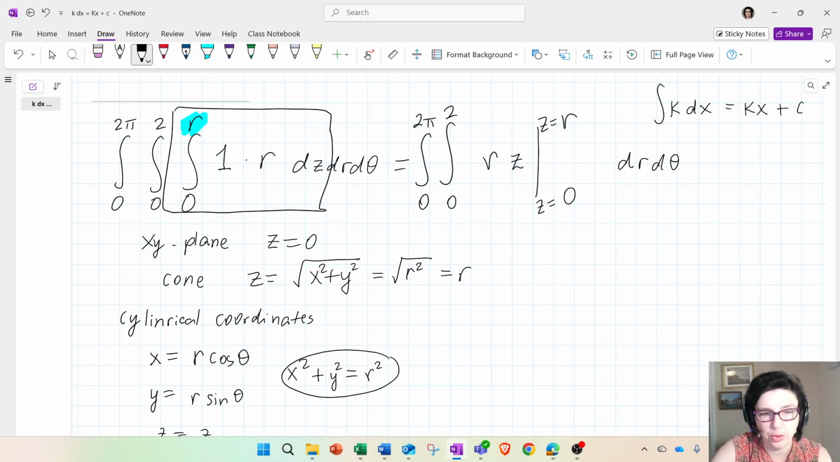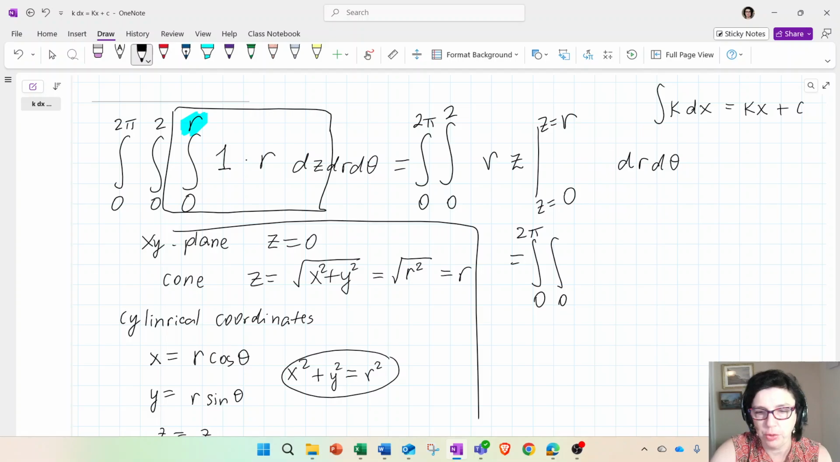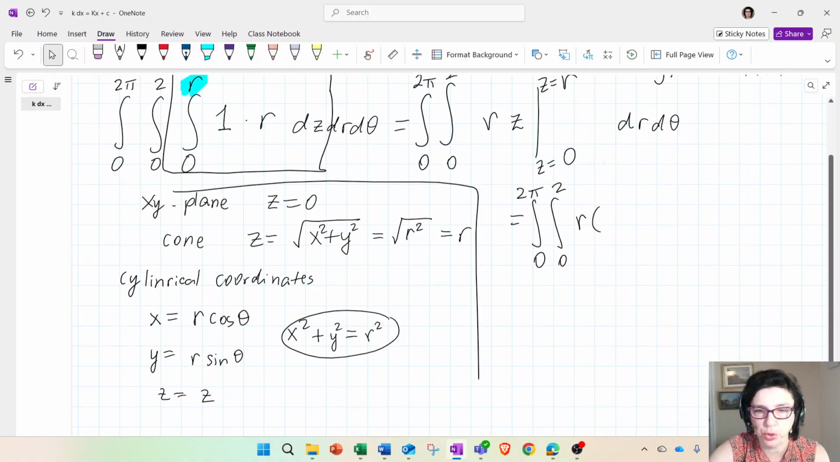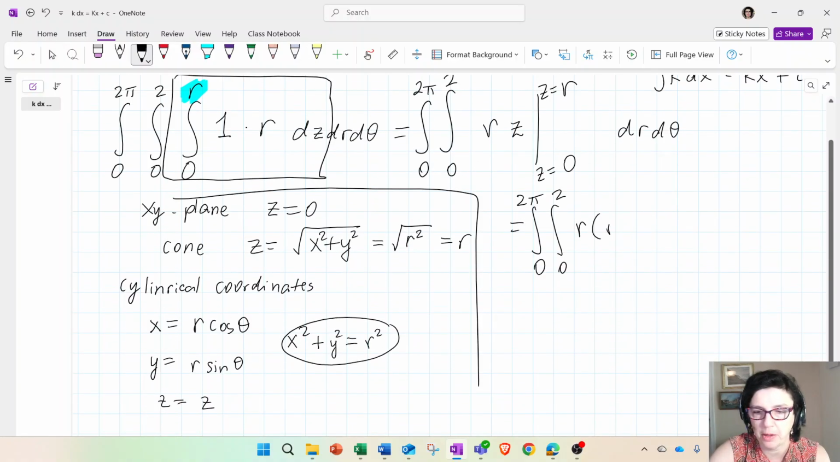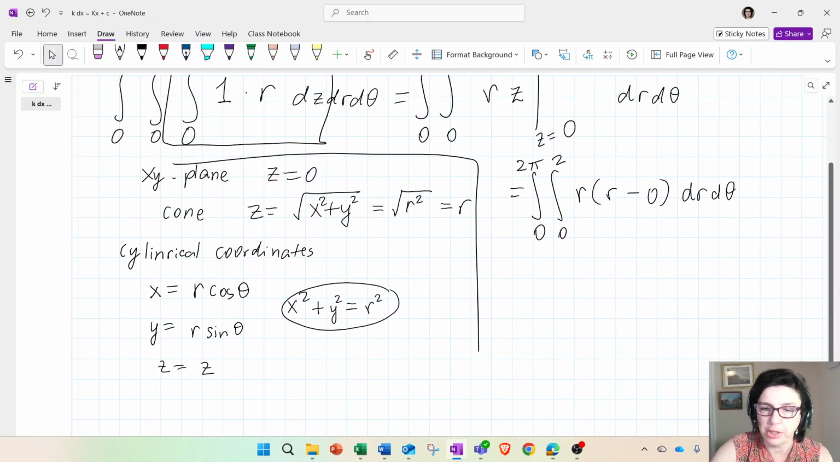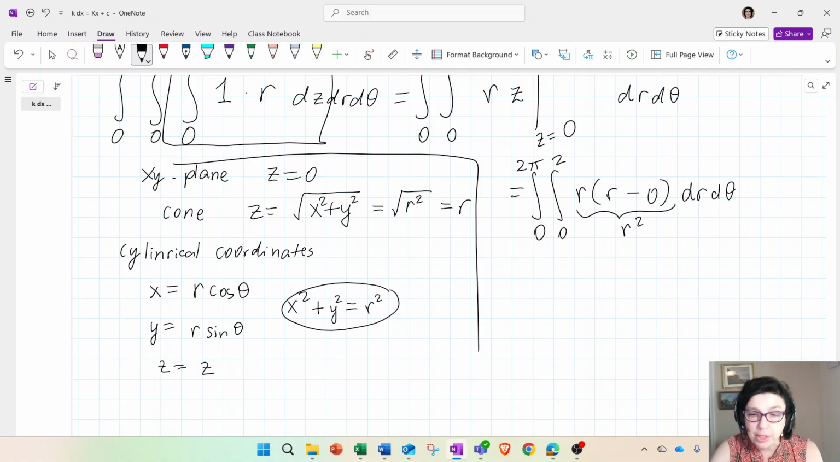Now let's go ahead and do that. So all of this, we're just going to separate. And when we got 0 to 2 pi, we had 0 to 2. So it's going to be r multiplied. First I substitute the top limit, so that's r, minus substitute the bottom, which is 0. And then I still have dr d theta to integrate. To simplify this part, note that that's just r multiplied by r, and that's just r squared. At this point, you absolutely can and should split it, because there is no theta here at all.